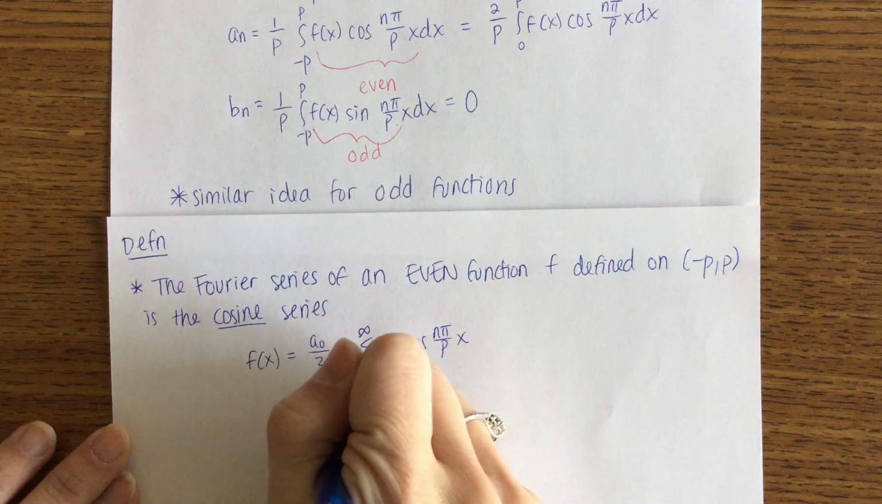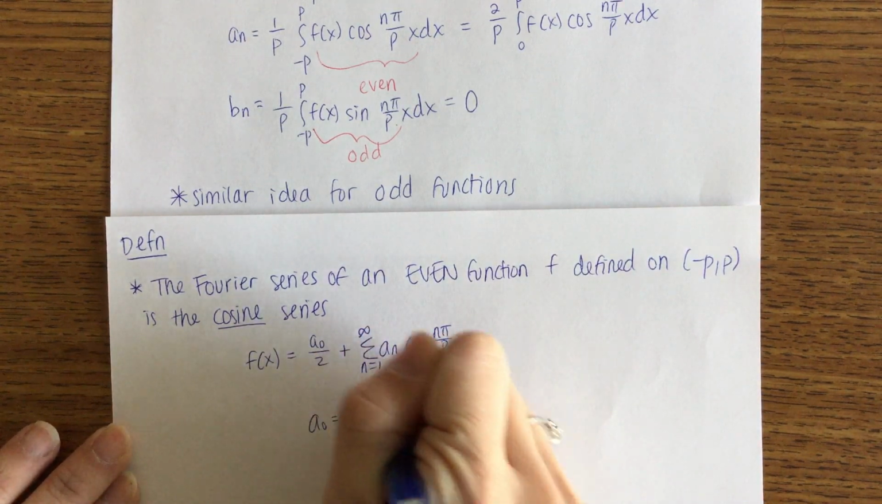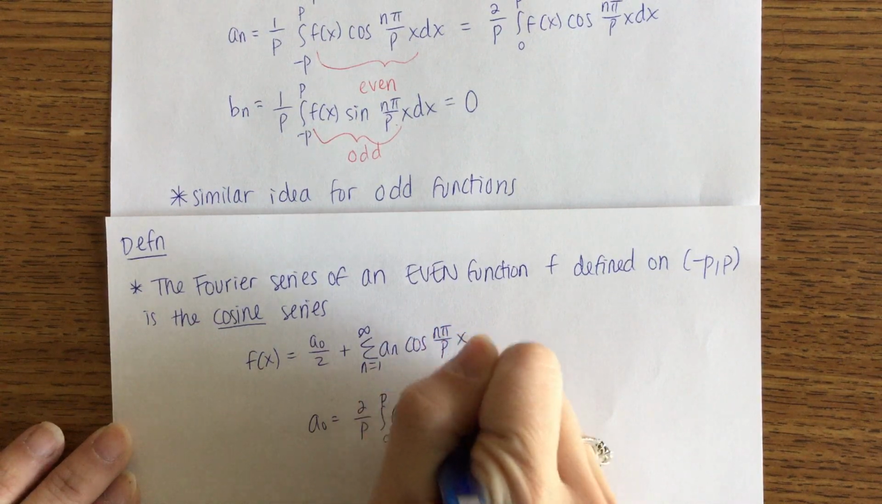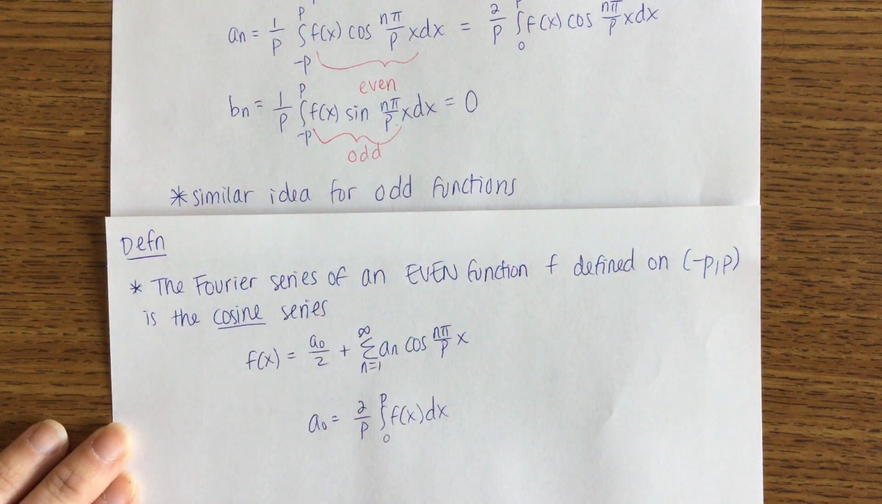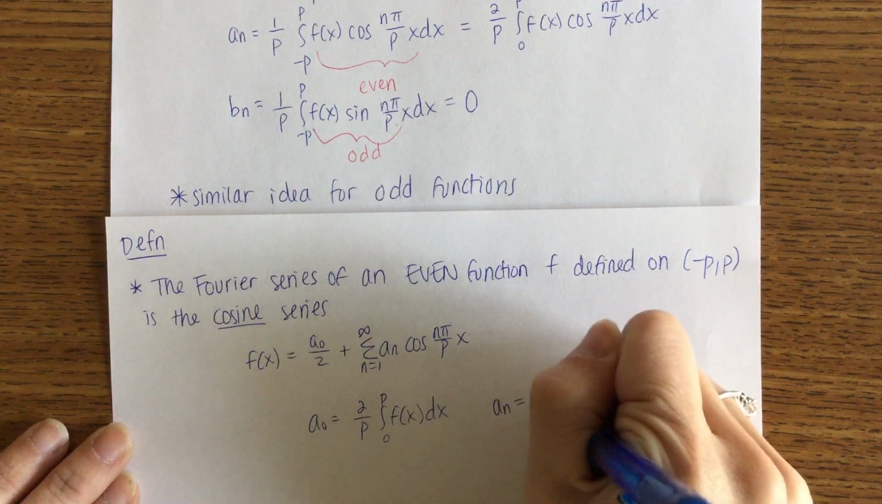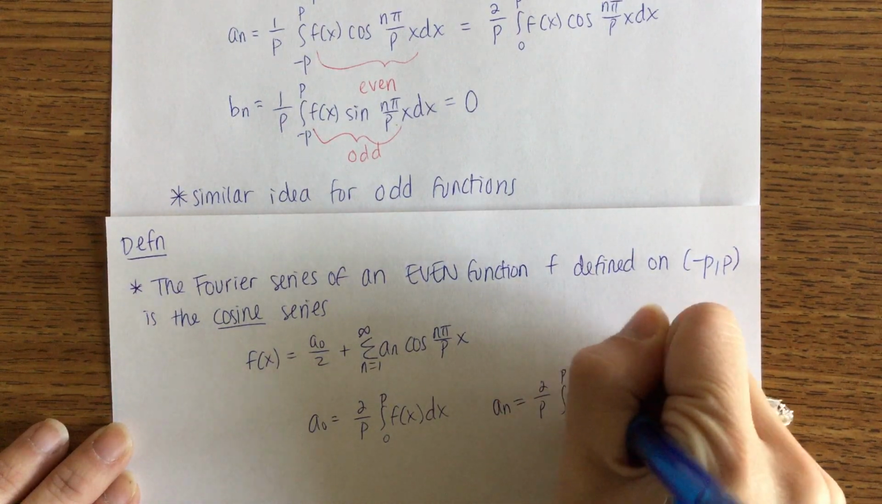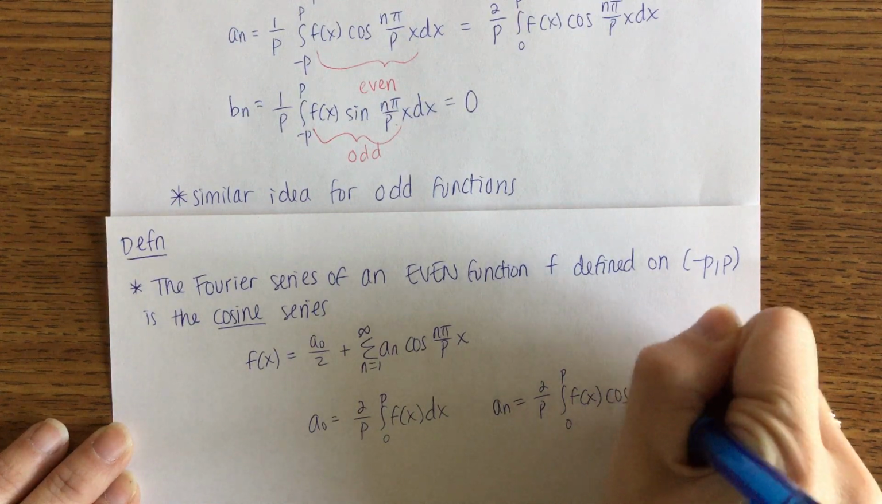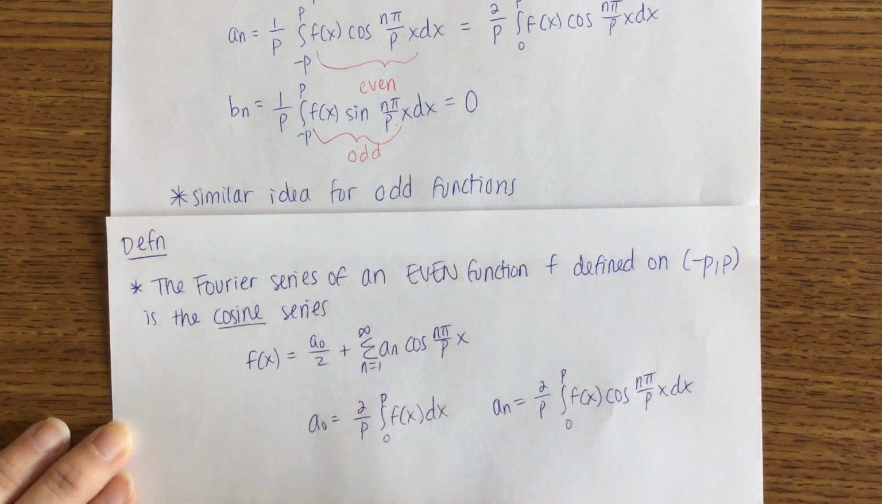So then a of 0, like we already wrote, is 2 over p, the integral from 0 to p of f of x dx. And a of n is 2 over p, the integral from 0 to p of f of x cosine of n pi over p x dx.